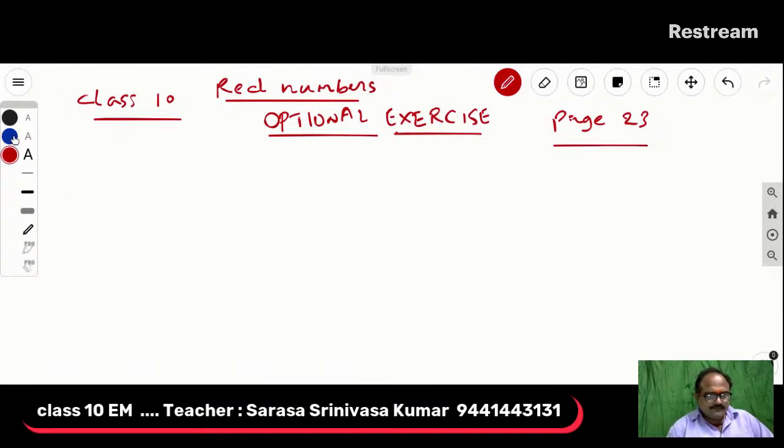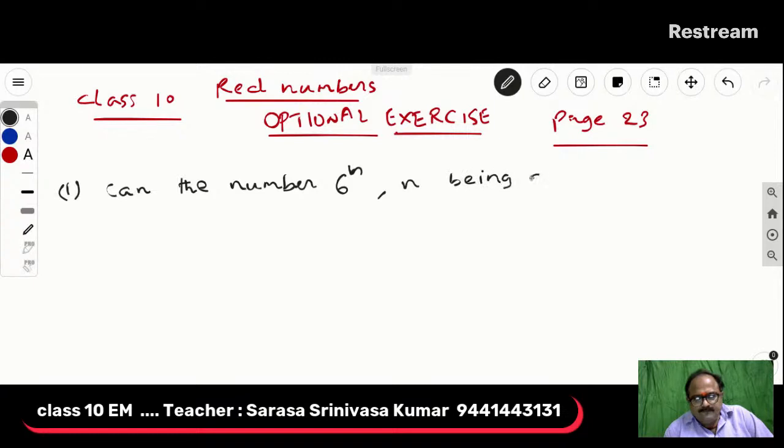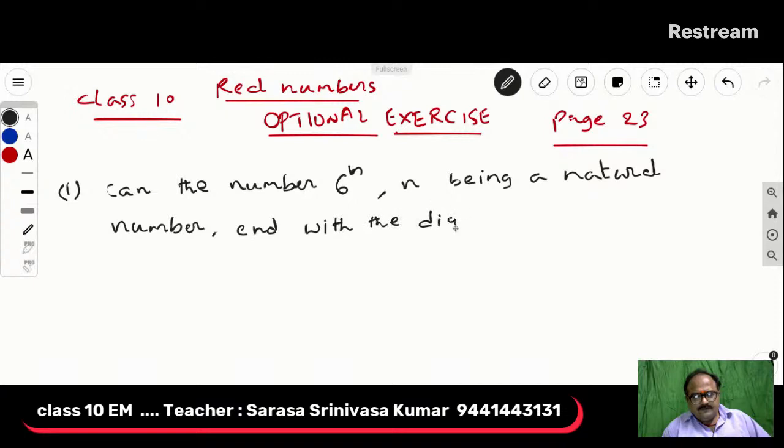The first problem. Can the number 6 to the power of n, n being a natural number, end with the digit 5? Give reason.